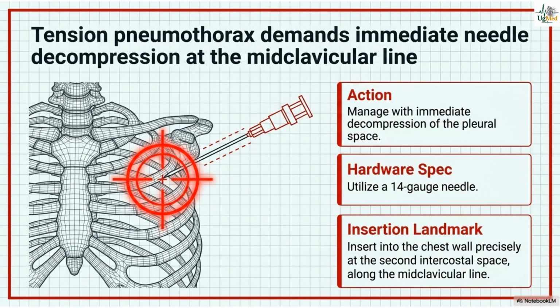Once tension pneumothorax is suspected, management must be immediate. Do not wait for radiographic confirmation. Perform needle decompression of the pleural space using a 14-gauge needle. The traditional landmark shown here is the second intercostal space at the mid-clavicular line. The objective is rapid pressure release, restoration of venous return, and stabilization of the patient before definitive chest tube placement.